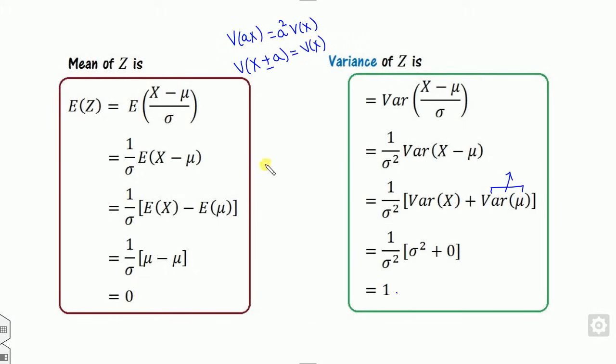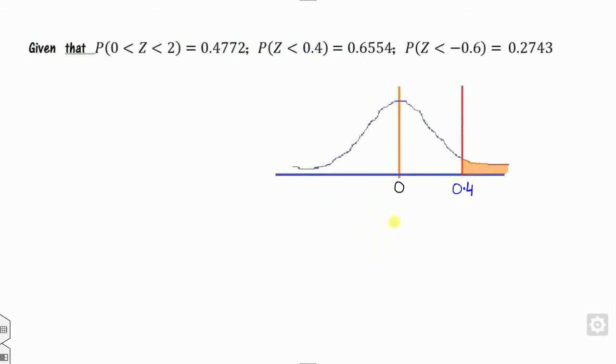So always remember that if x follows the normal distribution whose mean is mu and variance sigma square, then z follows the normal distribution whose mean is always 0 and variance is 1. So z is called the standard normal variate, with mean 0 and variance 1.